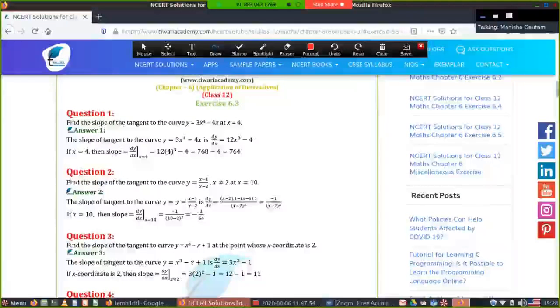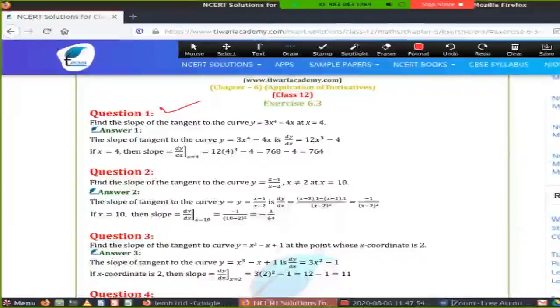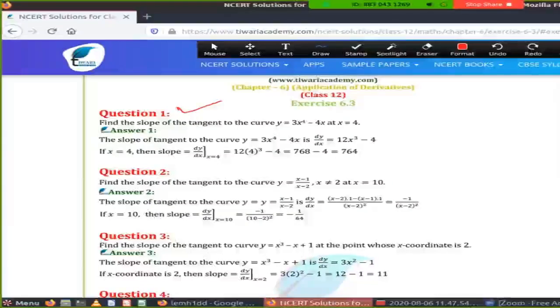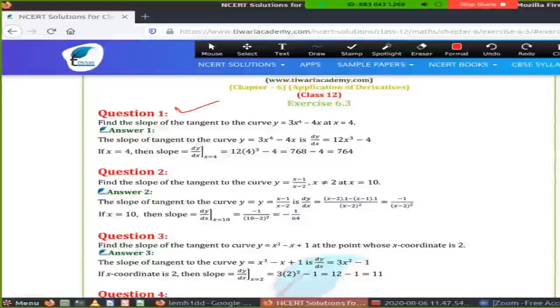Good morning, students. Today we will discuss exercise 6.3 related to the topic tangents and normals. In this exercise, first question, find the slope of the tangent to the curve y is equal to 3x to the power 4 minus 4x at x is equal to 4.